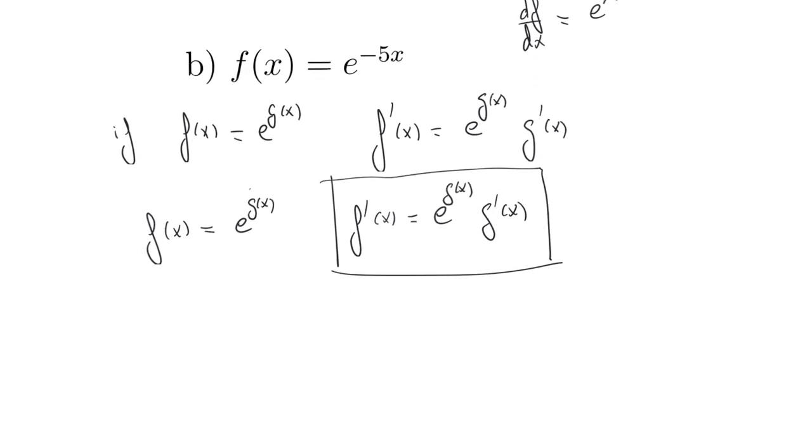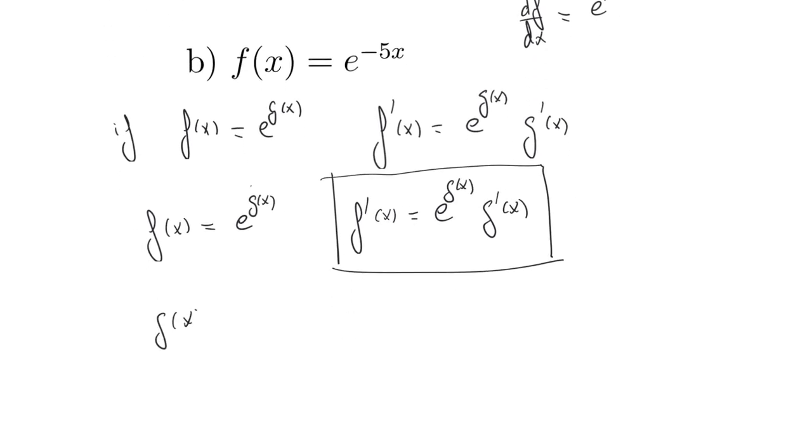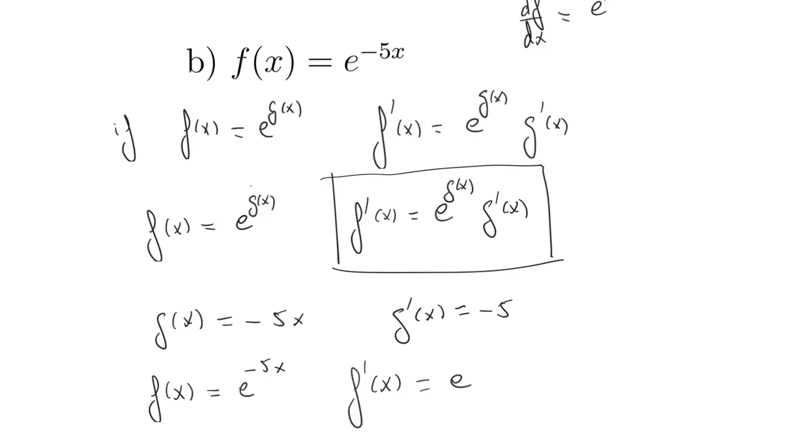This is the derivative. So in this case, g of x is minus 5x, 5 multiplied by x. And g prime of x is minus 5. So the derivative, f of x, is e raised to the power minus 5x, and f prime of x is e to the power minus 5x multiplied by the derivative of minus 5x, which is minus 5. So the final result is minus 5 times e to the minus 5x. Let's go to the next question.